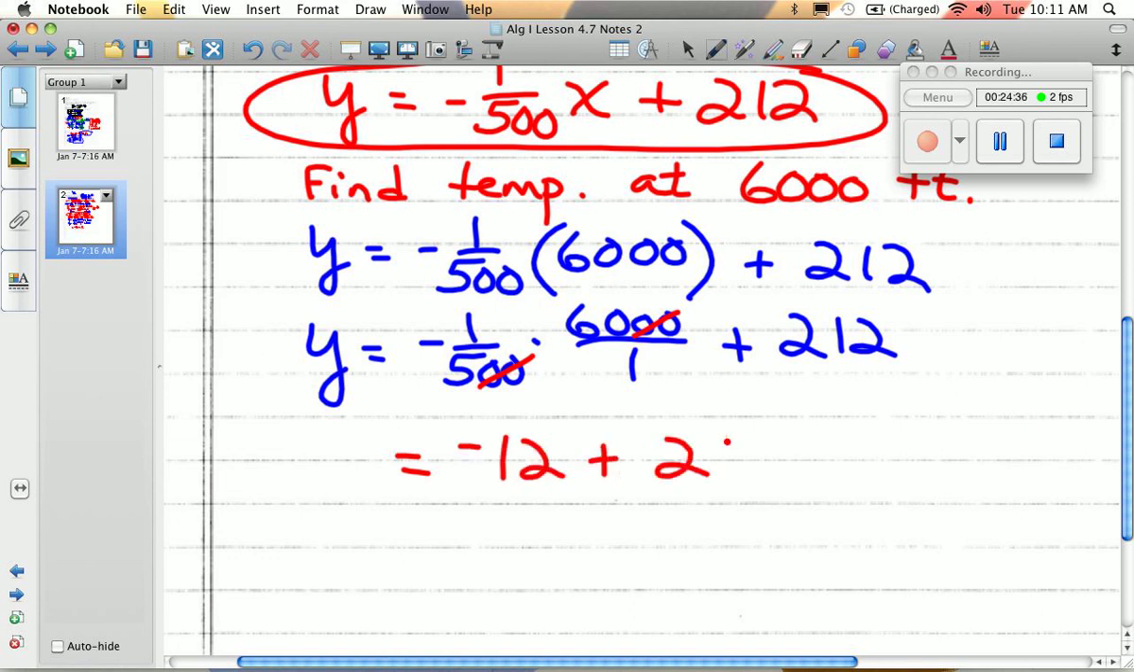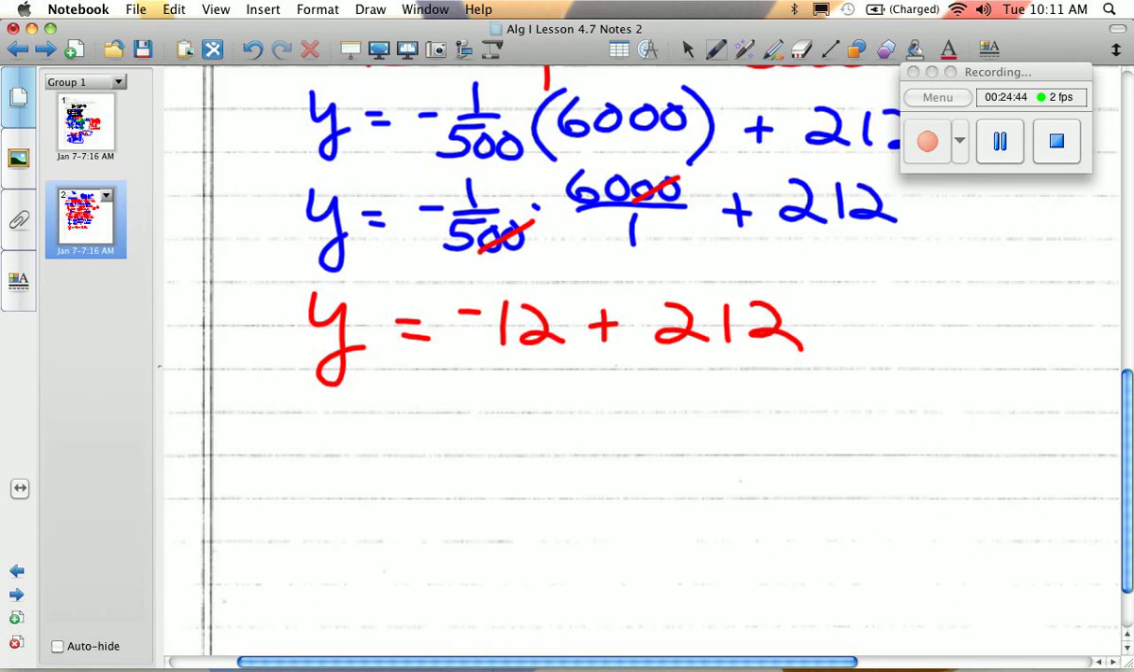Look at that, we didn't even need to use a calculator. And I'm feeling pretty confident we're not going to need to here either. What's a -12 plus 212? 200. Okay. So what's our sentence answer going to be? Todd? Water at 6,000 feet is 100 degrees Fahrenheit.